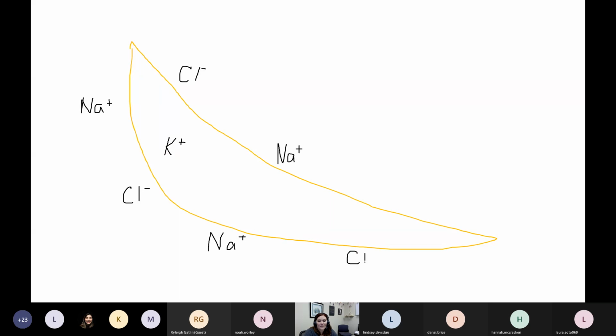Remember that the way we figured out where these things were more concentrated was from that bar graph that we looked at together. So we had really big bars when we were looking at how much sodium we had in our extracellular fluids. We had really big bars for chloride with those extracellular fluids. But remember that when we were looking at the intracellular fluid, that was the only one that had potassium.